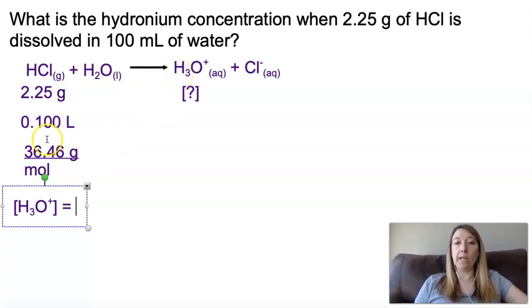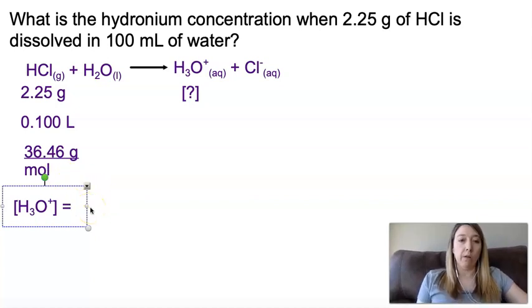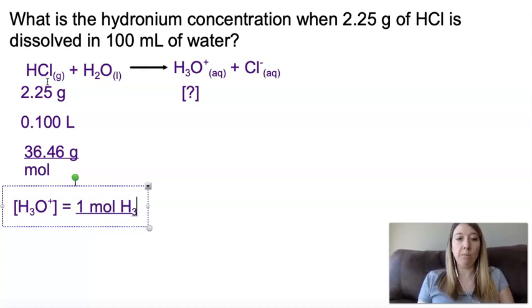Right now, the only given I have with moles is HCl, but I don't want moles of HCl, I want moles of hydronium. So we're going to use a ratio. You're going to find that pretty much any time you're trying to find the concentration of an ion from a starting substance, you always need that ratio. So we're going to have 1 mole of hydronium.